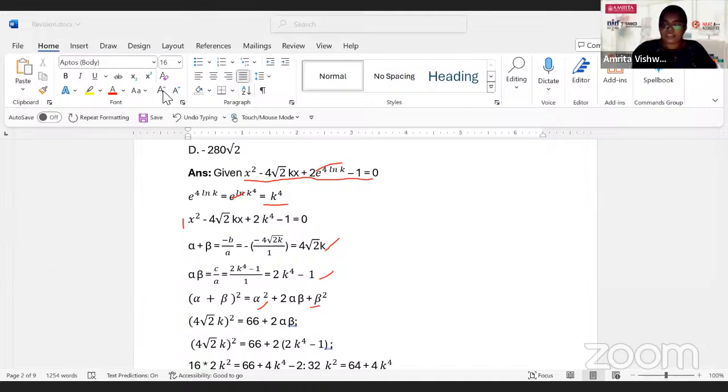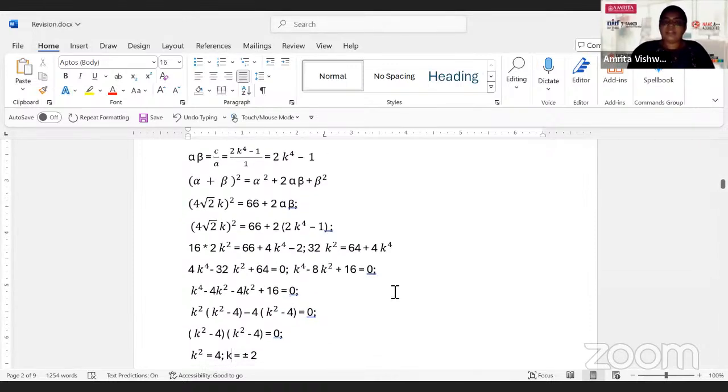We are just using the general identity: alpha plus beta whole square equals alpha square plus 2 alpha beta plus beta square. Here you have alpha plus beta as 4 root 2 k, 2 alpha beta, and alpha square plus beta square as 66. Now this alpha beta you have already found as 2 into k raised to 4 minus 1. You have substituted it, so this becomes 4 k raised to 4 minus 2. Now you have a complete equation in terms of k, something like 4 k raised to 4 minus 32 k square plus 64 equal to 0.